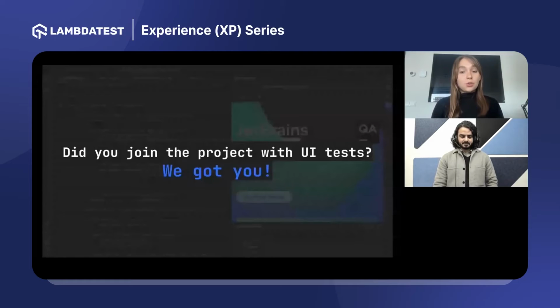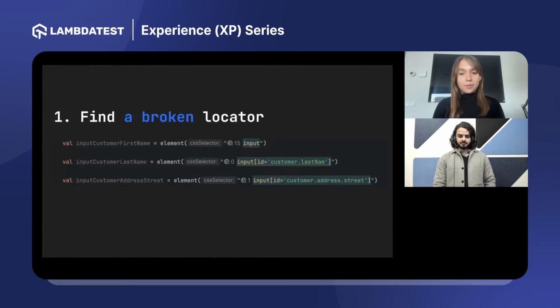So if you just joined a project with UI tests, we also got you. First of all, you can find a broken locator. Here in the example, you can see that the second locator is highlighted because actually it is broken and we cannot find the corresponding element on our web page. Also, you can see the number of matches. It means how many matches this locator has on this web page. For example, the first locator has 15, the second 0, and the last one match.